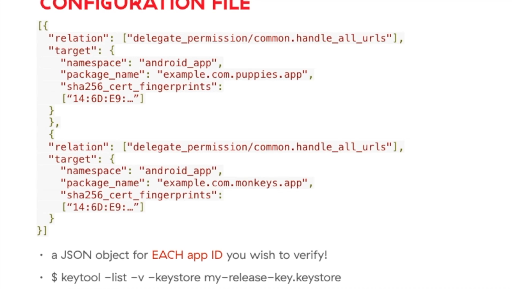And you will need to place SHA-256 fingerprints for your application. Let's say that you have a few flavors for your app, and each has the same application ID. You have different keystores which you sign your application with. You can take care of that very easily by placing here a list of those fingerprints, and everything will work. So as we said, a JSON object for each application ID you want to verify. This is how you get those fingerprints, and you're good to go.